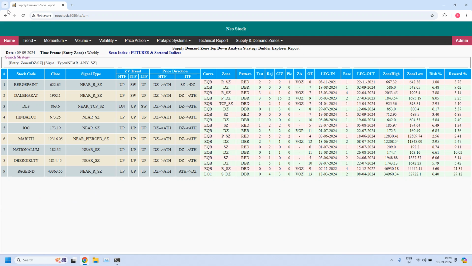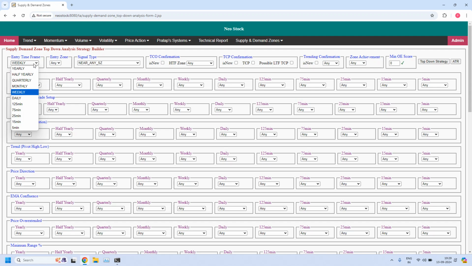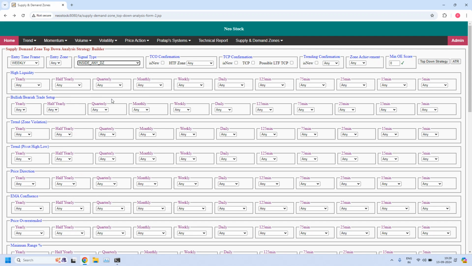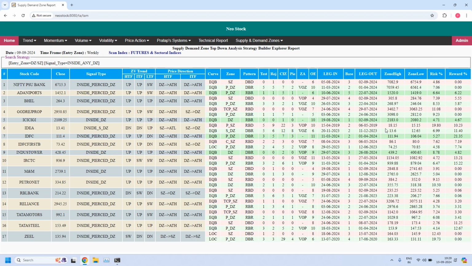So next report, for the weekly time frame, let us find the stocks where price closed inside the weekly demand zone. So 17 stocks are filtered. In all these 17 stocks, prices are closed inside the weekly demand zone.